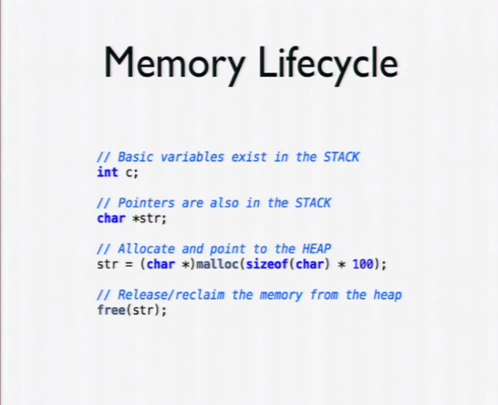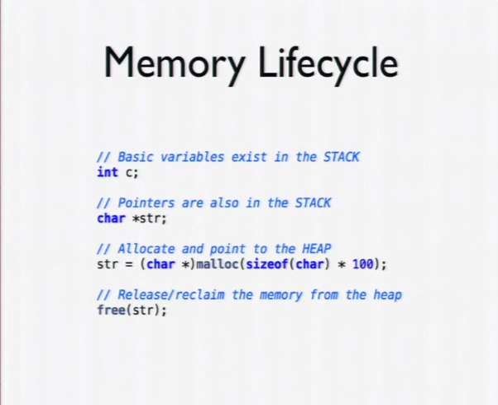We can see that we have a couple of variables, c and str, that are actually existing on the stack, and those are going to be in the activation record. And then below that, we actually allocate using a function called malloc. This is the traditional way you would do it. You say, I need a string that's going to be 100 characters long. You would do things with it, and then when you were done with that string, you'd actually have to call free.